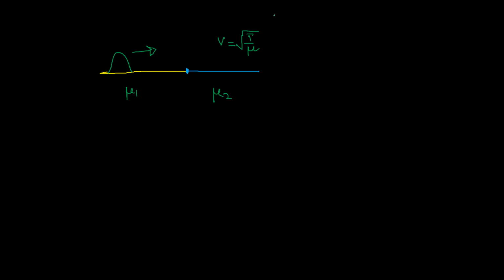So at the boundary, some energy transmits into the second medium. That means the second string also starts vibrating. And at the boundary, the remaining energy will reflect back. Remaining energy reflects.